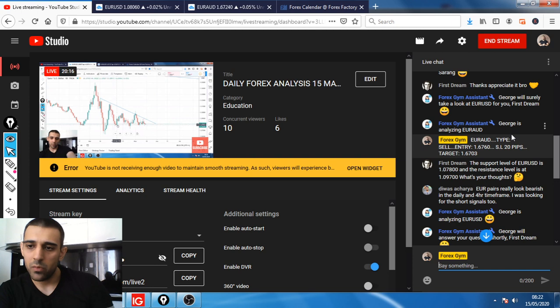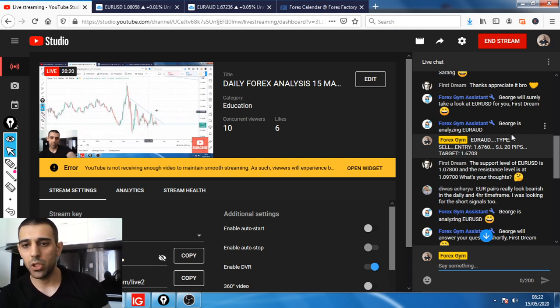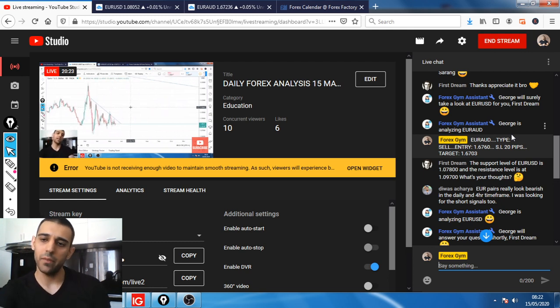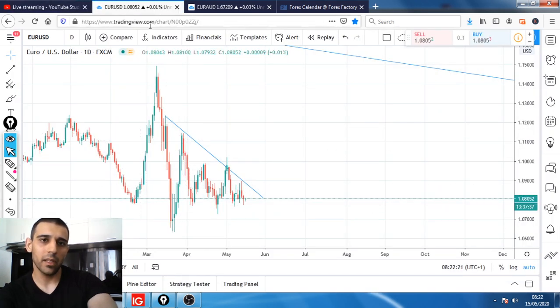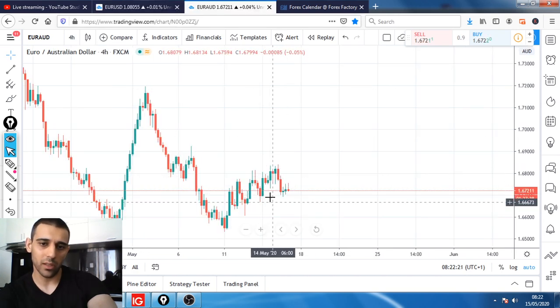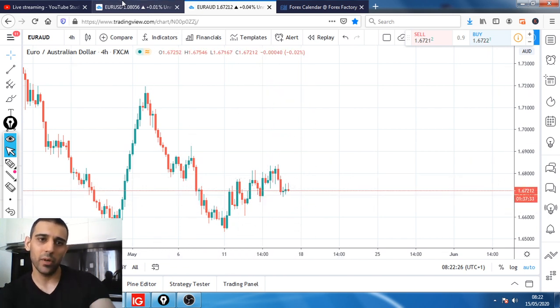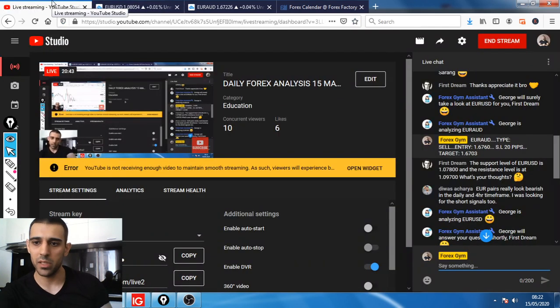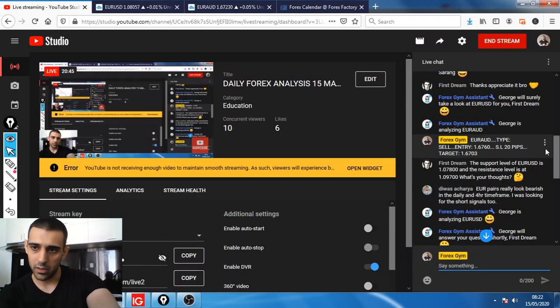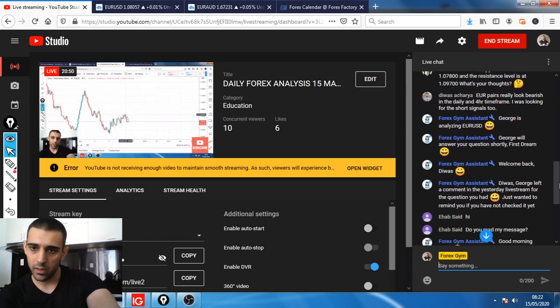Hello Diaz, Euro pairs really look bearish in the daily and 4 hour time frame. I was looking for the short signals too. Okay, yeah, as for the euros, they do look weak. However, the euro against Australian dollar, I'm looking more at a short trade. They look better set up on the euro against Aussie, euro against USD not so much. I haven't seen the other pairs towards euro, but I'm sure they do look weak.